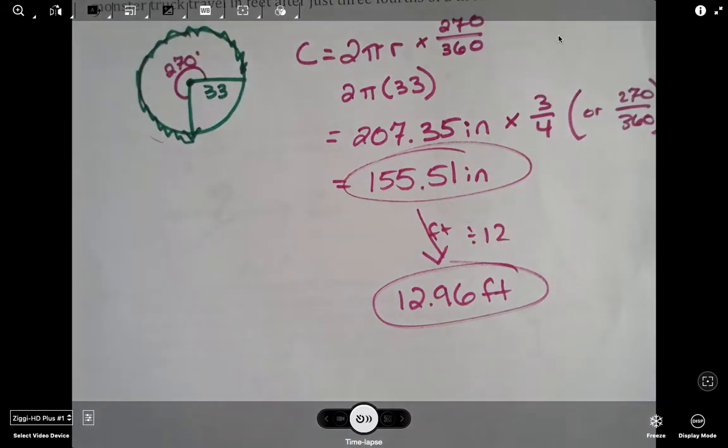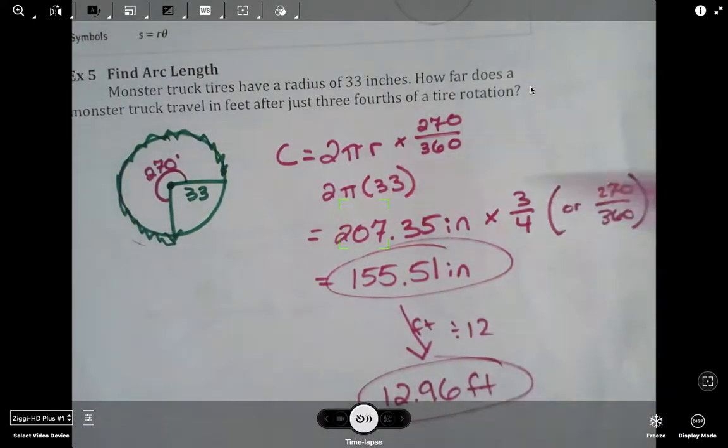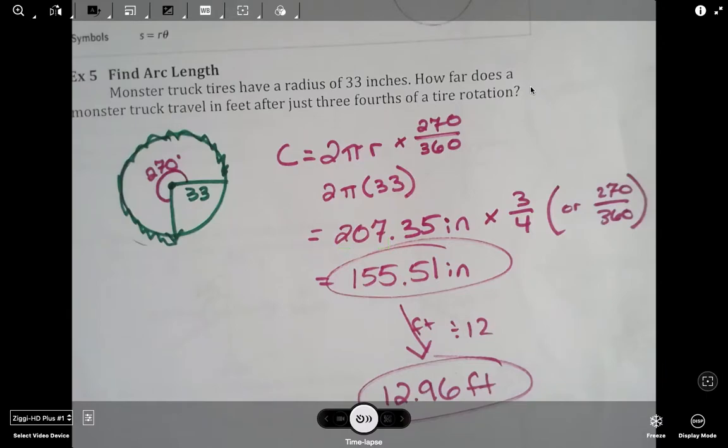There you go. Okay, so the key there is you want to find the entire circumference for the whole circle. Find out what one entire rotation is, and then multiply that by the number of degrees that you're looking at. Because we only want this fraction of the circle, only that fraction. Multiply by 270 over 360, and you get the answer.